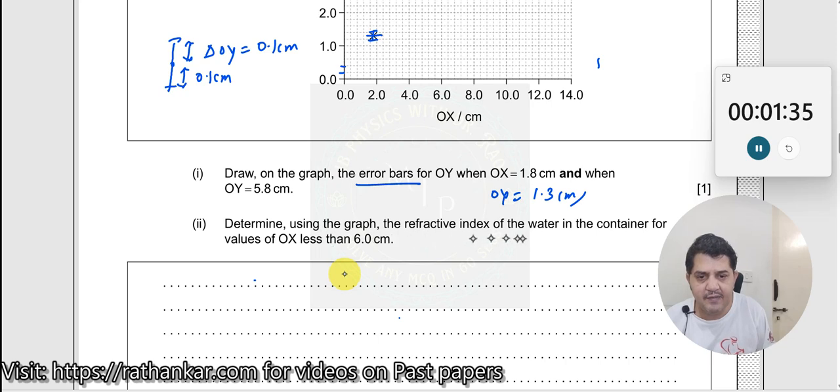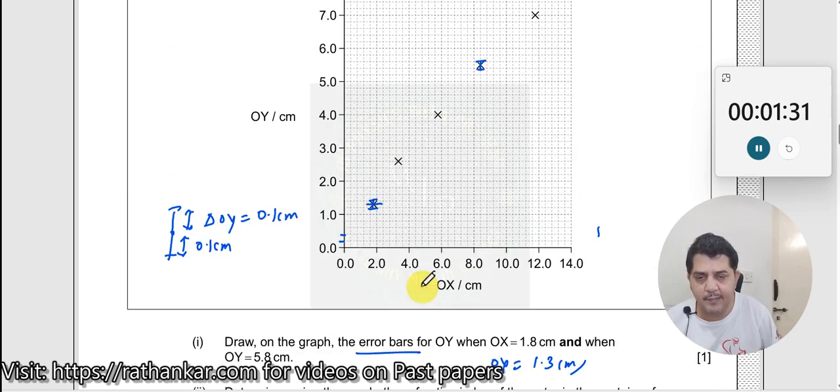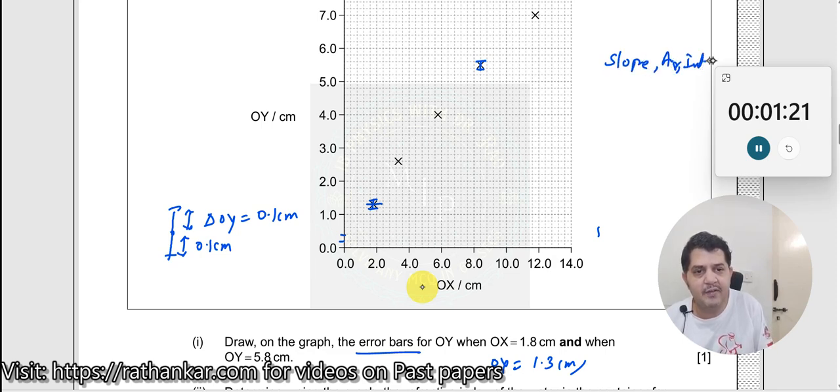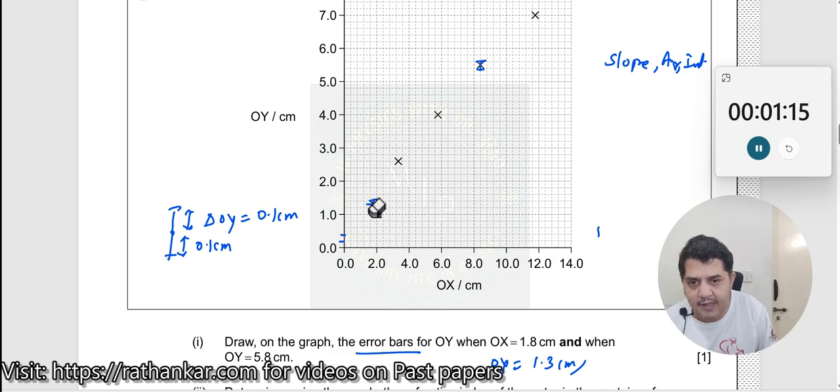Determine, using the graph, the refractive index of water in the container for values of OX less than 6 centimeter. When you say using the graph, you should find either the slope, area, or intercept. Any one of them you need to find. Now he is asking you this one. I'll do one thing: I'll erase this point, so it becomes easy for me to locate.